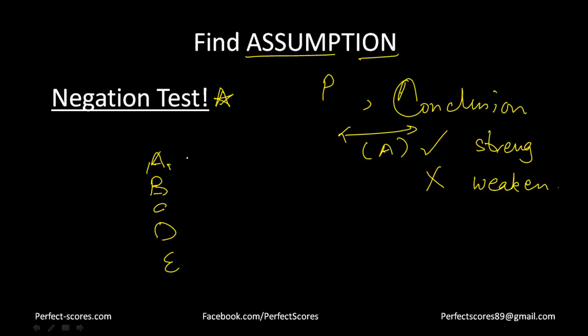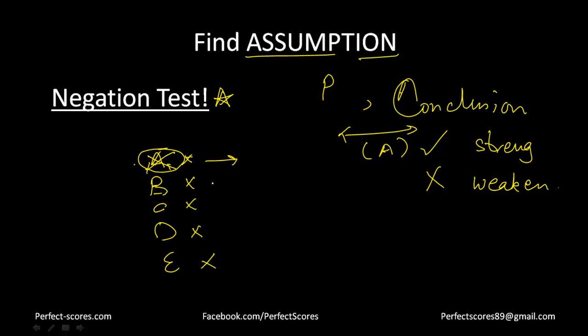What you basically have to do in the negation test is negate each option. You have to consider the negative or the exact opposite of all the options. Suppose you take the opposite of A and you see that, whether it is strengthening or weakening, it's not doing anything. That means the original option A had nothing to do with the argument. So that is crossed off.